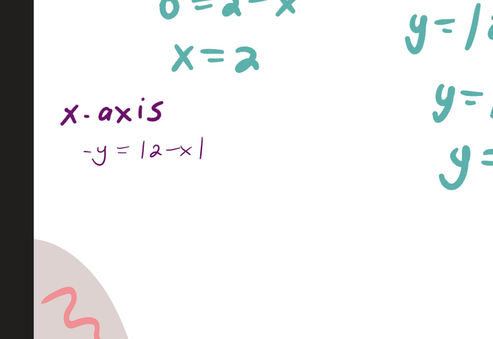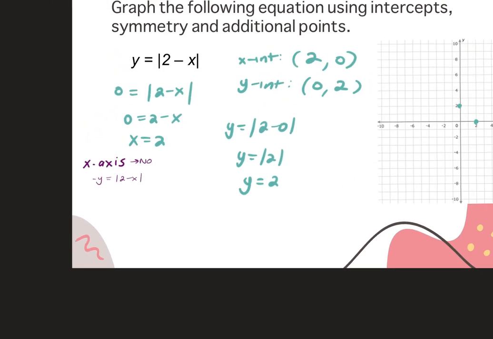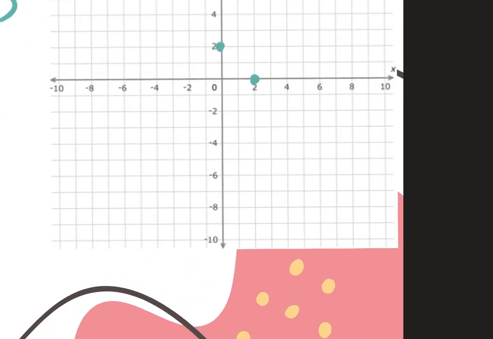So now I compare it. Does that look like my original equation? No, some of it has changed. Has every term changed? Meaning the y changed sign, the 2 changed sign, and the x changed sign? No. So this does not have x-axis symmetry, which means it does not flip this way. Because if it did, then I could do that.